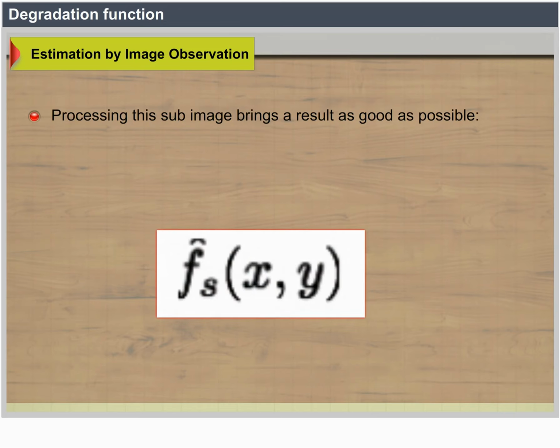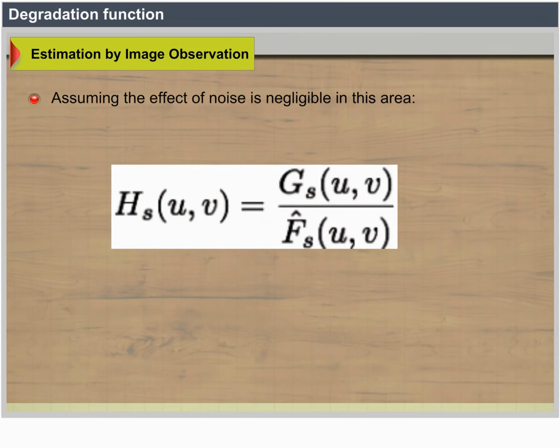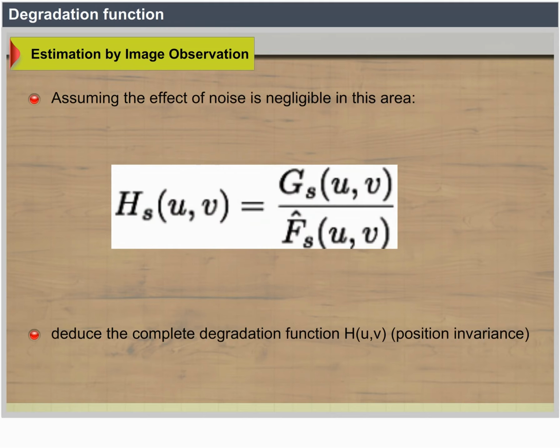f_s cap of x, y. Assuming the effect of noise to be negligible in this area, you get the equation on screen. Deduce the complete degradation function H(u, v) from position invariance.